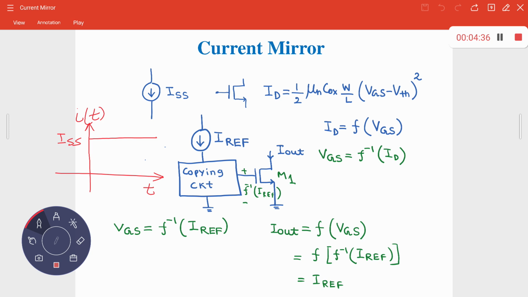If you have so many such current sources in a particular design, then it is not possible to design a very stable current source every time. But that is a requirement. Your requirement is that you have to design some stable current source. Stable current source means that the value of this current ISS should not vary with any external disturbances.